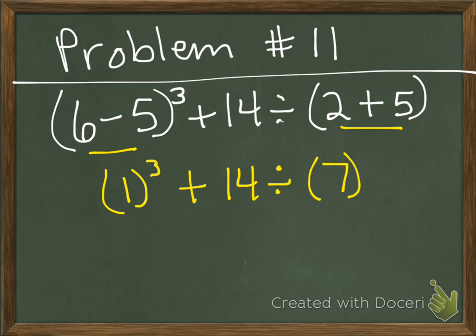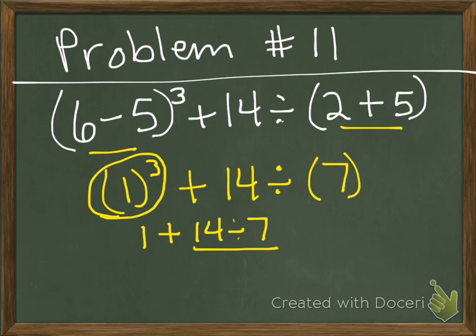And now my next step is to deal with the exponents. So I have an exponent in 1 to the 3rd power. So 1 to the 3rd power is 1. And now I have 1 plus 14 divided by 7. The next step in order of operations is multiplication, which I don't have, so I go on to division, which we have right here. So now I have 1 plus 2, because 14 divided by 7 is 2, and then I'm left with 1 plus 2, which equals 3. So my final solution is 3. That's what we get when we evaluate this expression.